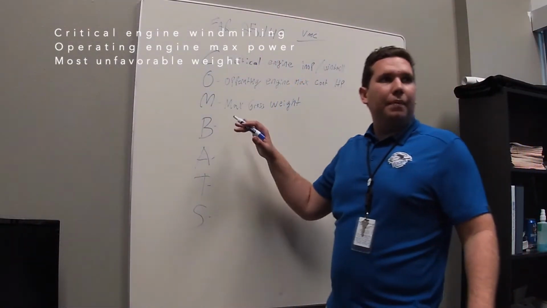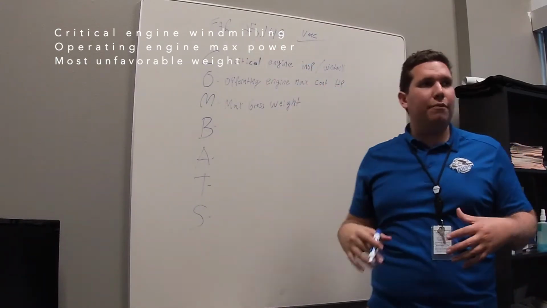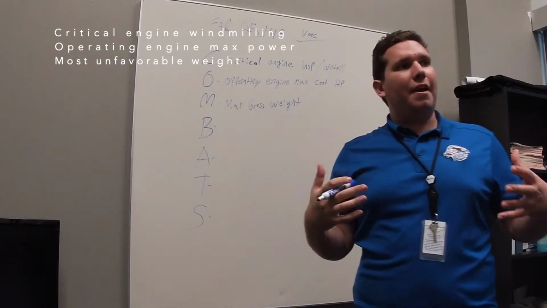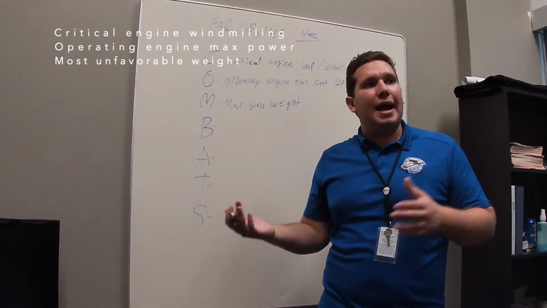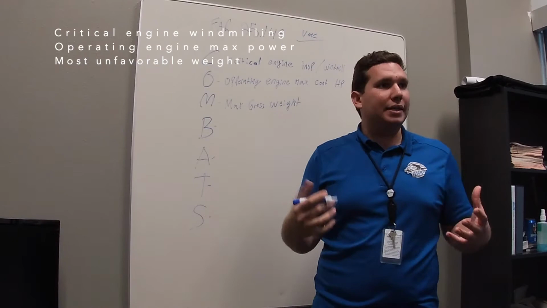So for the M, I like to say maximum gross weight. In the actual regulation 25-149, it's the most unfavorable weight in regard to takeoff weight. That usually is our maximum gross weight that we can take off.